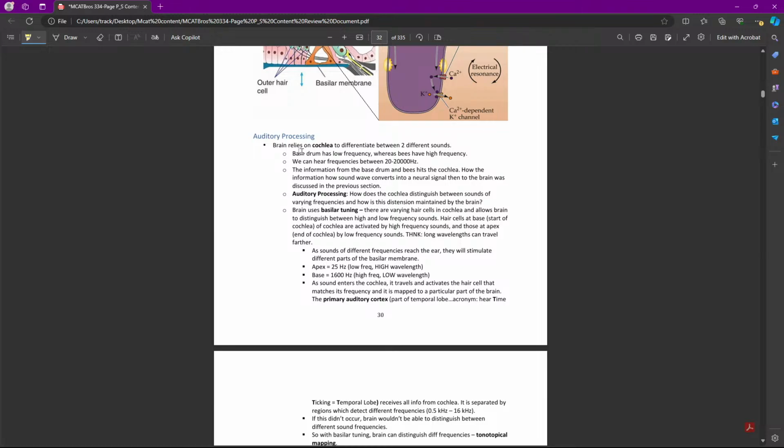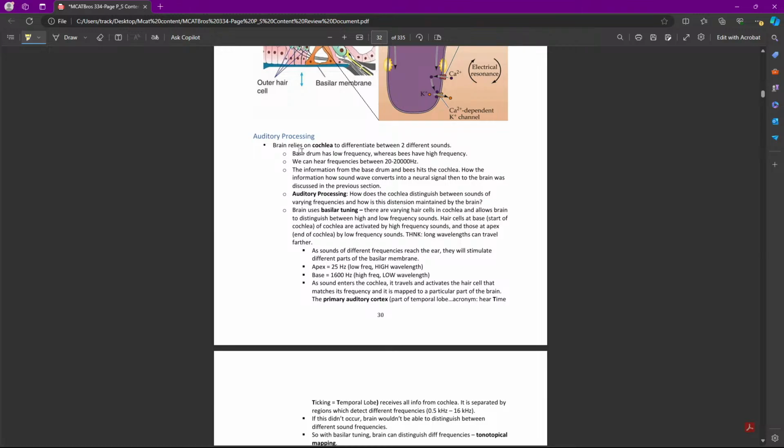So as sounds of different frequencies reach the ear, they'll stimulate different parts of the basilar membrane. That's the place theory that we were talking about earlier. The apex is where low frequencies, high wavelengths, are detected, and the base is where high frequencies, around 6,000 hertz, low wavelengths, are detected.